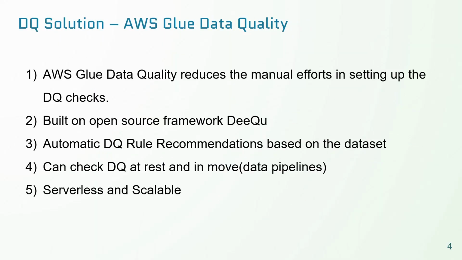What is AWS Glue Data Quality? The previously discussed data quality problem is solved by AWS Glue Data Quality. It reduces the manual effort in setting up the DQ checks, and it is built on an open source framework called DeeQu, and it automatically recommends the data quality rules based on the data sets. It can check the data quality for data at rest, and also in motion during the ETL pipelines. It is serverless and scalable like Glue.